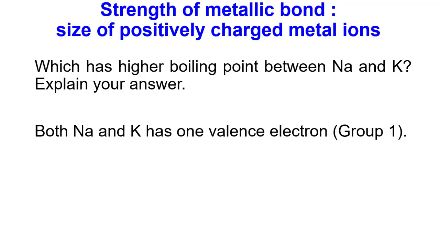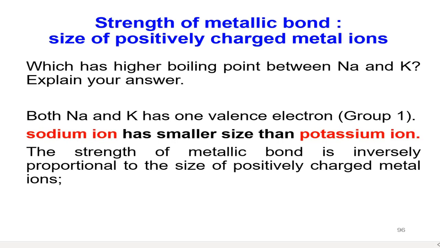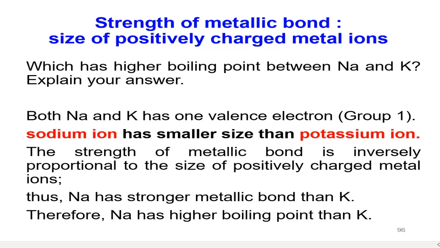Therefore, you need to compare the size of sodium ion and the size of potassium ion. In this case, sodium ion has smaller size than potassium ion. Since the strength of metallic bond is inversely proportional to the size of positively charged metal ions, sodium has stronger metallic bond than potassium. Therefore, sodium has higher boiling point than potassium.